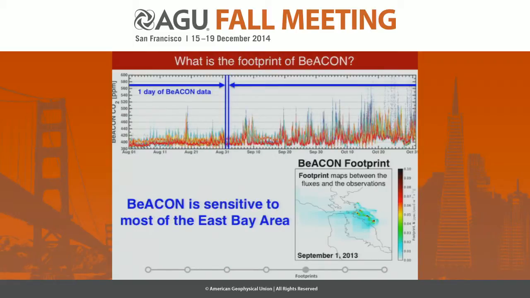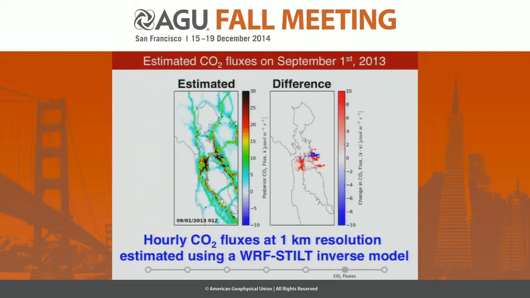In the bottom right here, I'm showing the mean footprint for all the sites on that day. And we can see that Beacon is sensitive to most of the Bay Area, most of the Eastern Bay Area. These footprints can then be used in an inverse modeling framework to infer CO₂ fluxes. So I simply used a Bayesian inference approach to estimate the CO₂ fluxes using my prior and the Beacon observations. And that's what's shown on the left here.